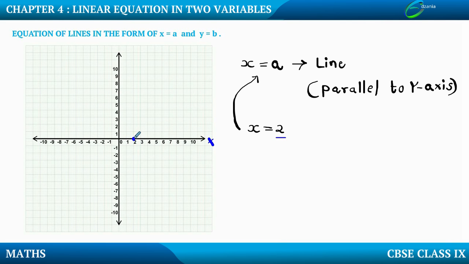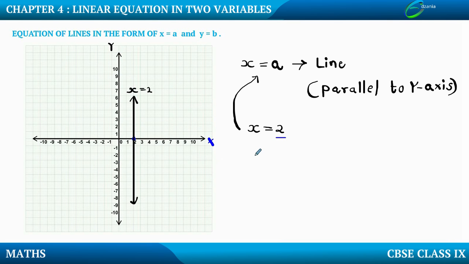So x is equal to 2. We have identified this x is equal to 2 as this point. Now, this x is equal to 2 is a line parallel to y-axis. So draw a line parallel to y-axis passing through this point 2. So I need to draw a line like this. So this is my required line, and this line is nothing but the line of x equal to 2. That's it. Parallel to y-axis. As we know, this vertical line is nothing but y-axis, isn't it? So this x is equal to 2 is parallel to y-axis.